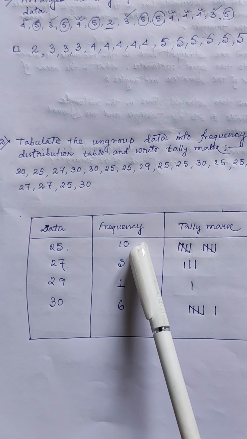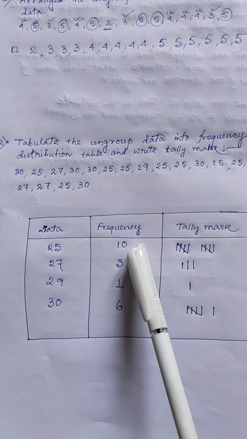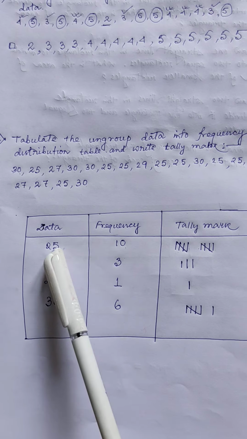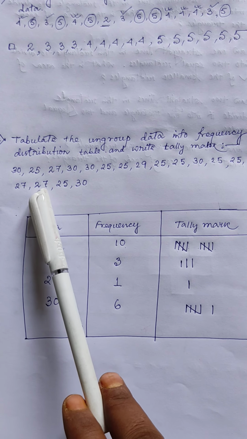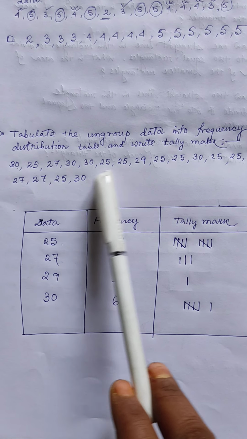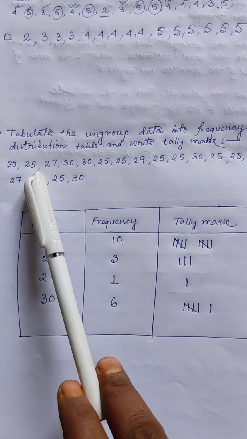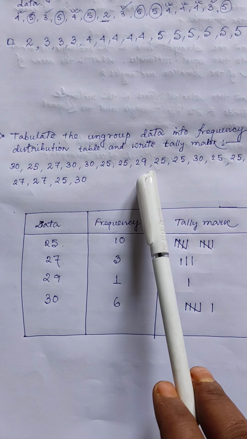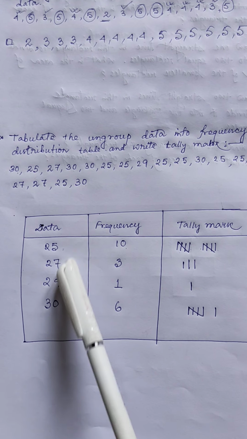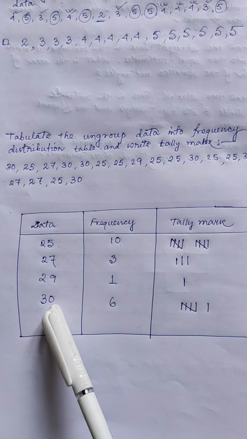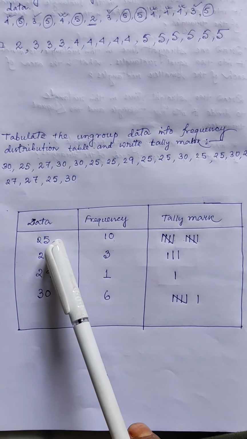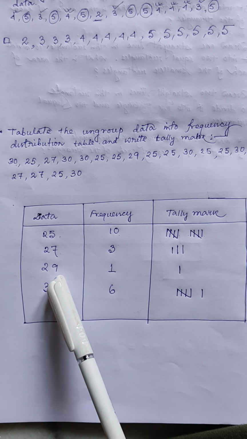What is frequency? You will understand after the discussion. Now here you can see how many individual numbers are there. 25, 27, 30, 29. These are the individual numbers. No other numbers are there in the set. So 25, 27, 29, 30.